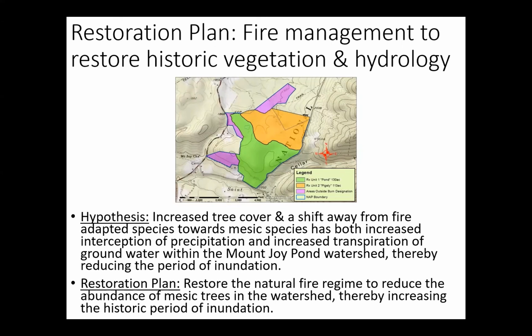which has effectively lowered the shallow water table, thereby reducing the amount of time during which the pond itself is flooded. Our restoration plan was to restore the historic oak woodland community of the Mountjoy Pond watershed through prescribed fire. And we hypothesize that this restoration will change the local evapotranspirative balance, favoring an increased amount of time in a flooded condition in the pond.